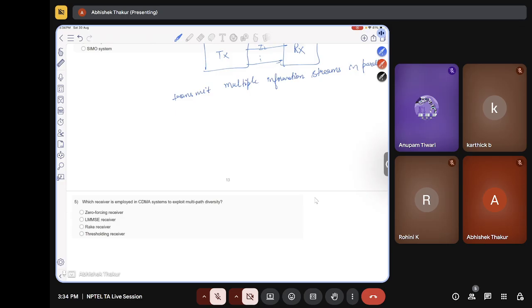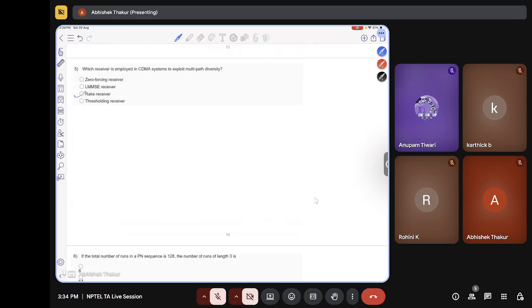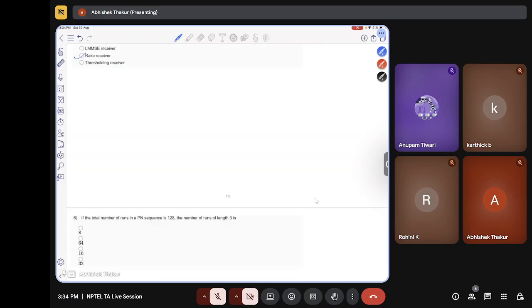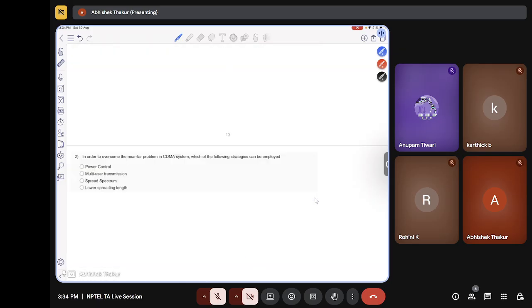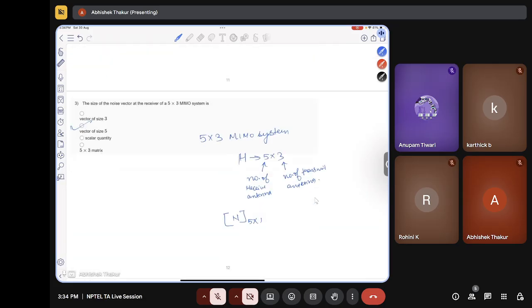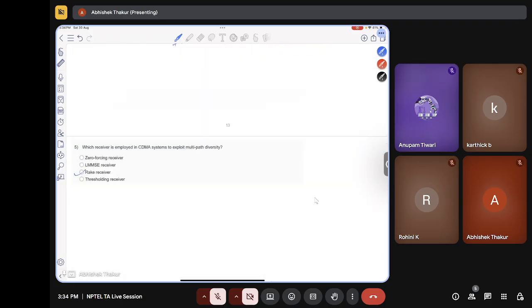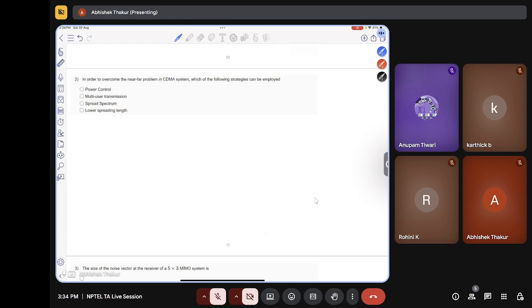Which receiver is employed in a CDMA system to exploit multipath diversity? It's a rake receiver. We will see this concept also. Better to first look at those concepts and then solve question number 2 and question number 5. Question number 2 is based on the near far problem. So we'll see what the near far problem is.